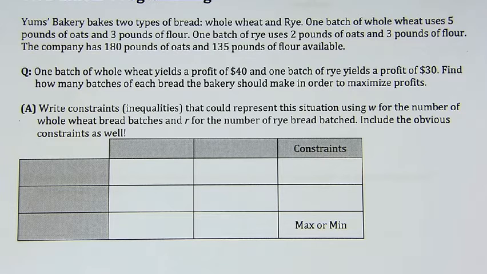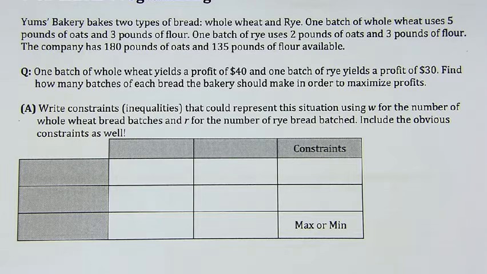Question. One batch of whole wheat yields a profit of $40 and one batch of rye yields a profit of $30. Find how many batches of each bread the bakery should make in order to maximize their profits. Write constraints, inequalities, that could represent this situation using W for the number of whole wheat bread batches and R for the number of rye bread batches. I think that's supposed to be an S there. Include the obvious constraints as well.